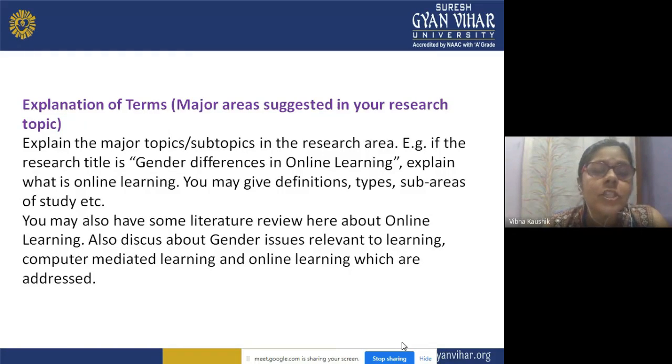For example, if the research title is gender differences in online learning, and I am conducting my research on it, then I have to explain what is online learning. You may give definitions, types, sub areas of studies, etc. And you have to define each and every term which you have used in your title.